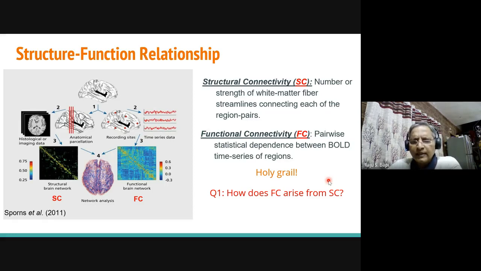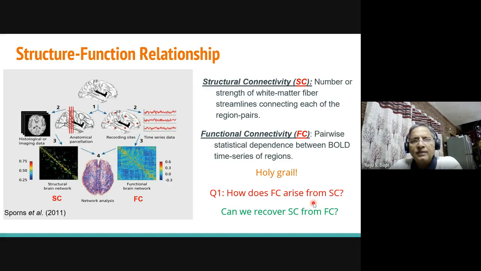So the other question is, in many cases it's also observed that you have the functional BOLD time series, but you don't have the structural connectivity. So another corollary question is, can we recover the structure from the function? Remember that there is more function than structure, so this recovery is not trivial, right?